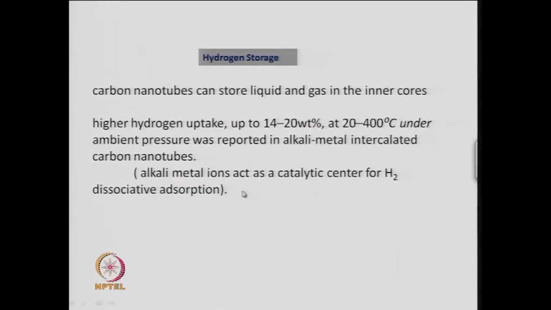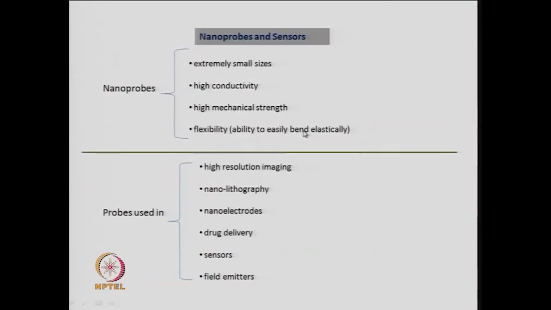These alkali metal ions act as a catalytic center for the dissociative adsorption of hydrogen. So, the alkali metal helps H2 to dissociate and get adsorbed as H in the carbon nanotubes, and hence alkali metal intercalated carbon nanotubes have much higher hydrogen absorption capabilities.